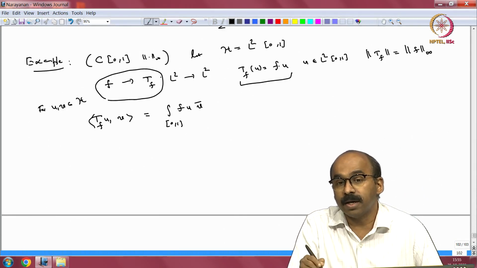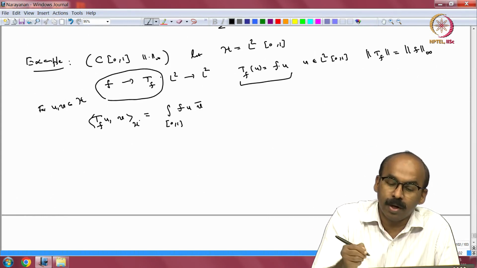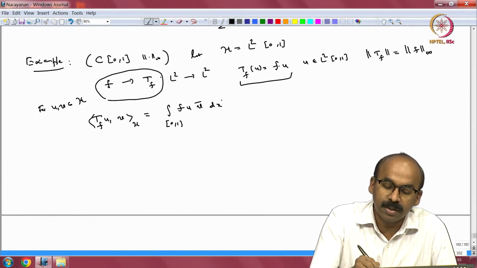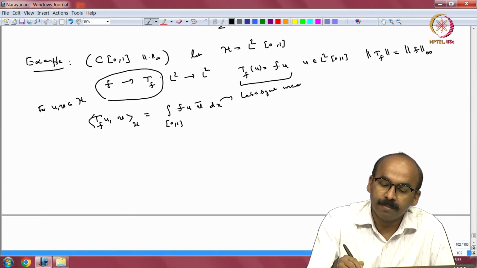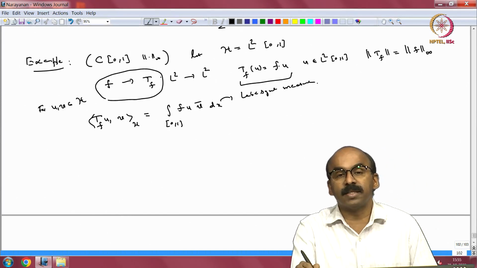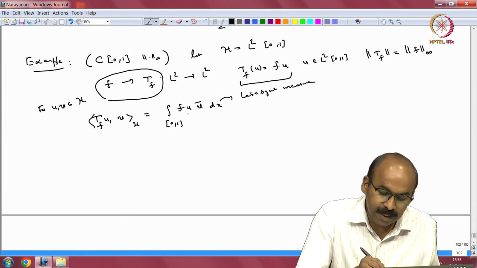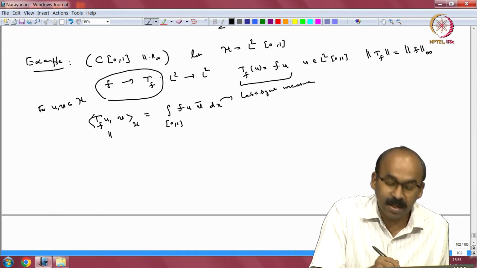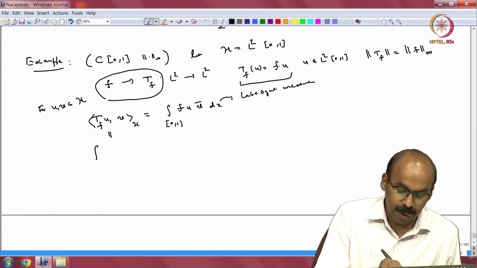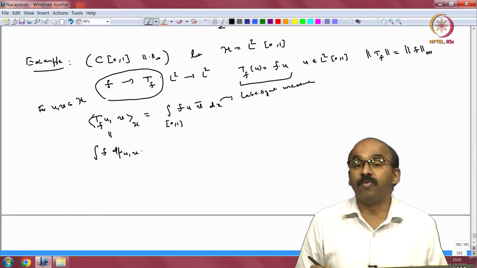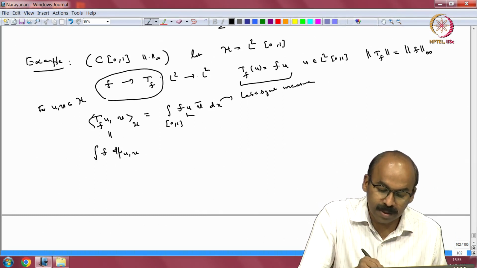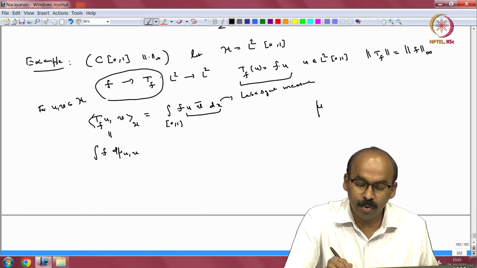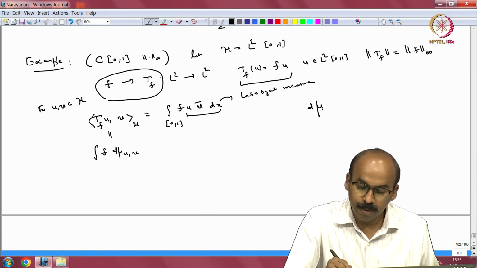Where is the inner product? The inner product in H is the L2 inner product with dx, the Lebesgue measure. So f of x, u x, v x bar, dx. And remember, by the Riesz representation theorem, what we proved was this is equal to the integral of f d mu u v. So the measure mu u v is simply this. The measure d mu u v equals u times v bar dx.